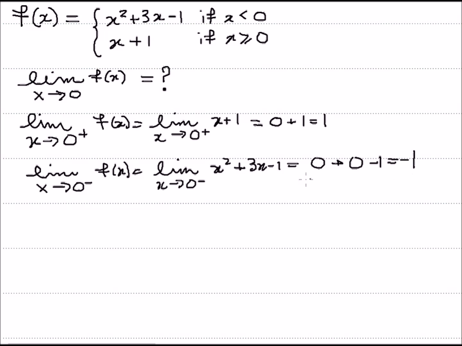Overall, because those two one-sided limits are not equal, the limit of f of x as we approach 0 from either side does not exist, because on one side it's 1 and on the other side it's minus 1. So we could write does not exist. Thank you.